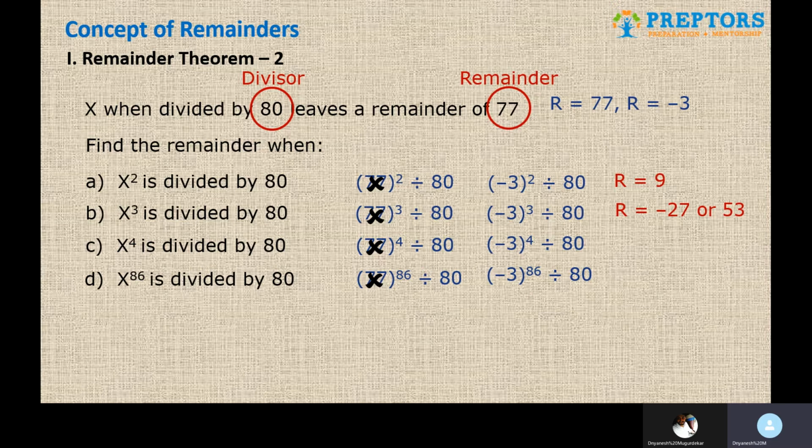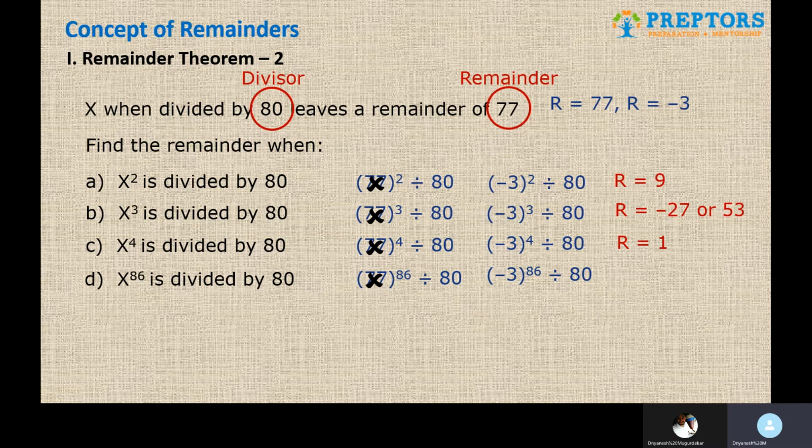X raised to 4, minus 3 raised to 4, is positive 81. 81 divided by 80, we get the remainder as plus 1. Fourth one, x raised to 86 as usual, minus 3 raised to 86. Same idea, which power of minus 3 when divided by 80 will give us the remainder as plus 1 or minus 1. And again, just now we had seen in the third question that minus 3 ka fourth power when divided by 80 gives us the remainder as plus 1. So same thing we are also going to apply here as well.